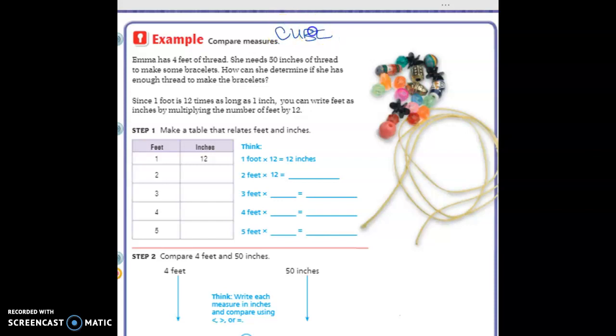In class, remember this stands for circle the numbers, underline the question. How can she determine if she has enough thread to make the bracelets? Box the keywords. So we have feet, we have inches, and we have enough thread. And then we are going to evaluate the question and solve.